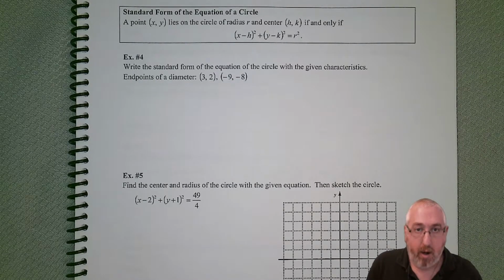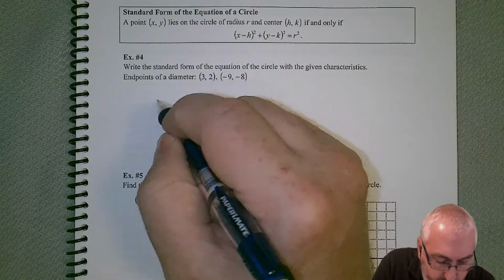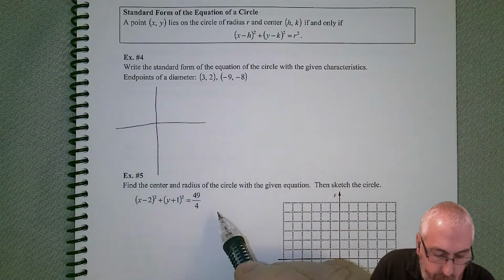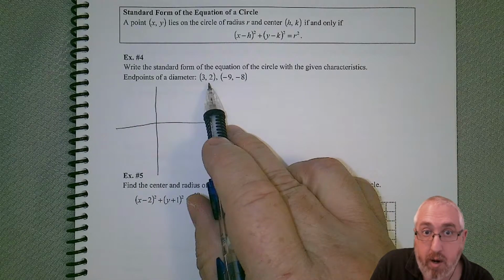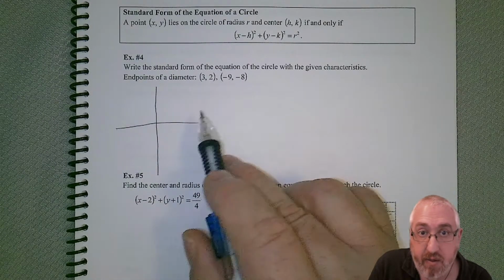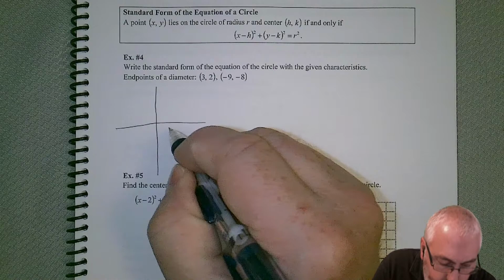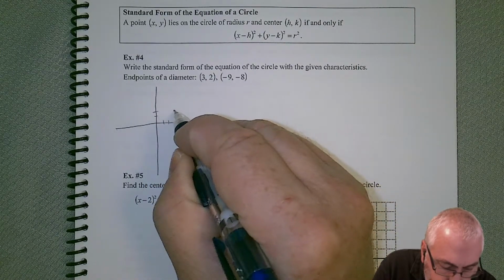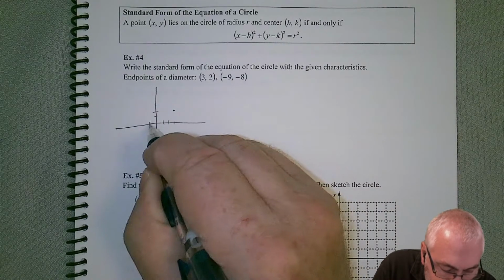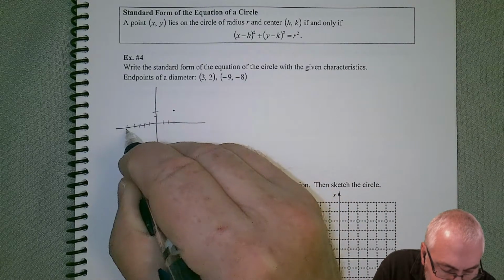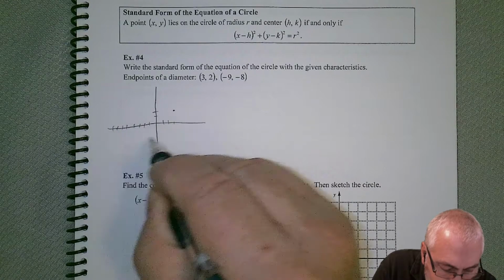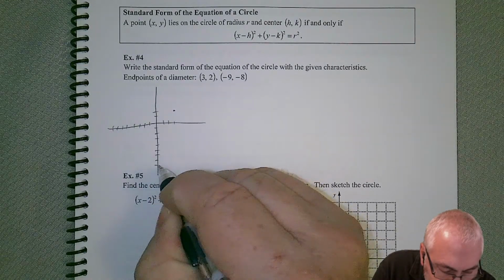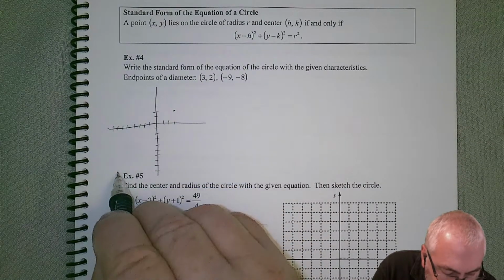Now we can draw a sketch if you want. So 3, 2 we know is in the first quadrant, negative 9, negative 8 is in the third quadrant. I'll go fairly quick here. And again, it doesn't have to be perfect. So somewhere down here.